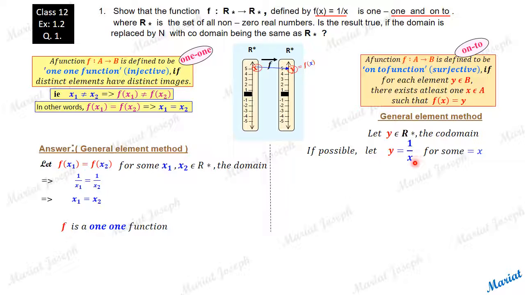From this equation, I am writing x equal to 1 by y, a simple reciprocal equation from which we can conclude x is equal to 1 upon y.